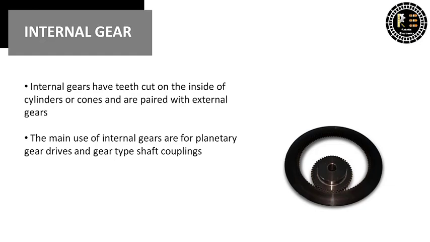Finally, this is the internal gear. Internal gears have teeth cut on the inside of cylinders or cones and are paired with external gears. The main uses of internal gears are planetary gear drives and gear shaft couplings. There are limitations in the number of teeth difference between internal and external gears due to involute interference. The rotational directions of the internal and external gears in mesh are the same, while they are opposite when two external gears are in mesh. This is about the internal gear.